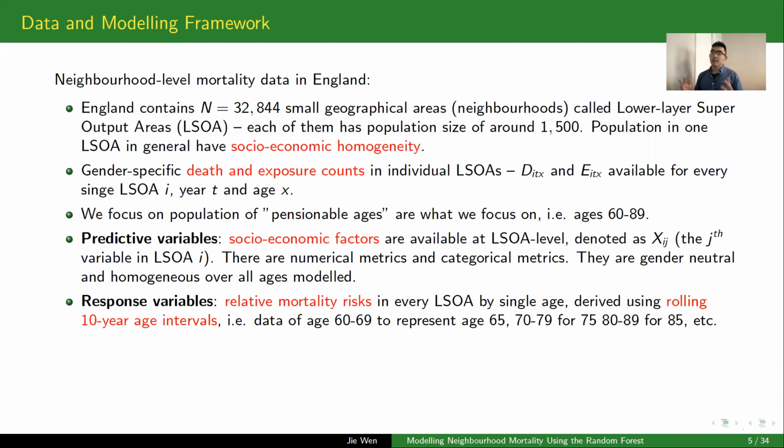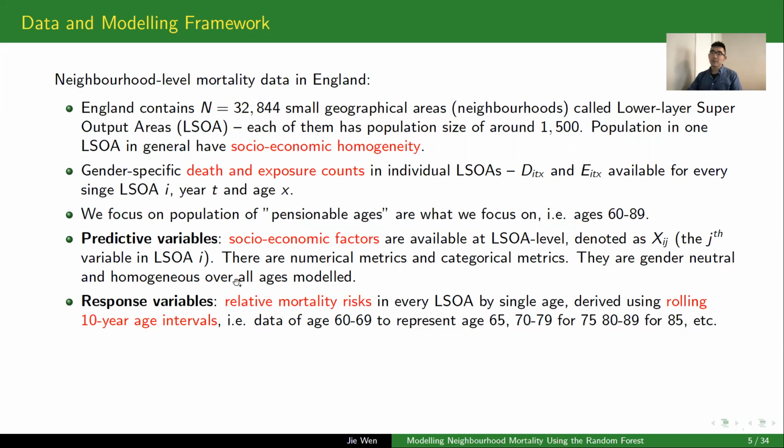In order to construct this model, we need both predictive and response variables as the observation data set. For the predictive variables, we have the socioeconomic factors available at individual LSOAs. For example, X_{i,j} means the j-th variable in LSOA i. They are both numerical and categorical variables, and most of them are gender neutral and homogeneous over all of the ages.